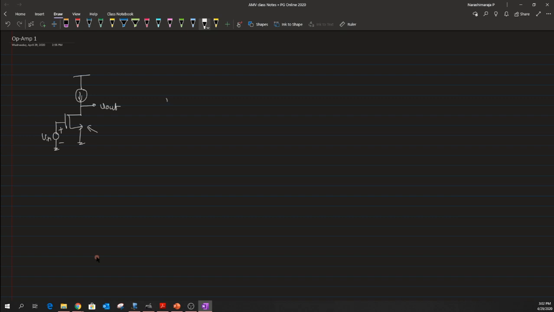Whenever we talk about intrinsic gain, we are talking specifically about the gain contributed only from a single MOS transistor. That could be expressed as A sub int, to mention that it's an intrinsic gain, and that is nothing but negative gm times r out. Again, it's an inverting amplifier.